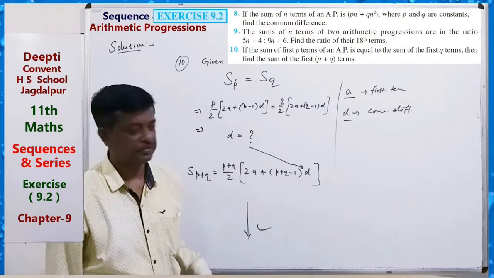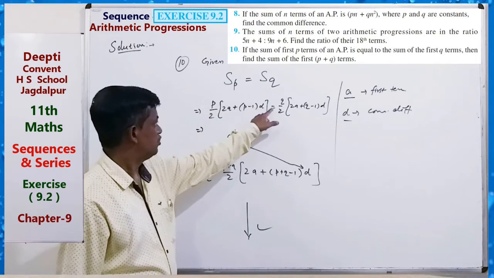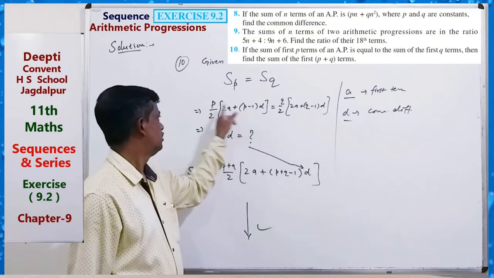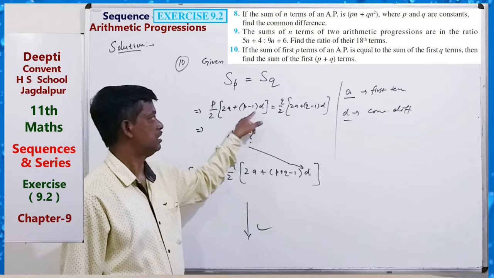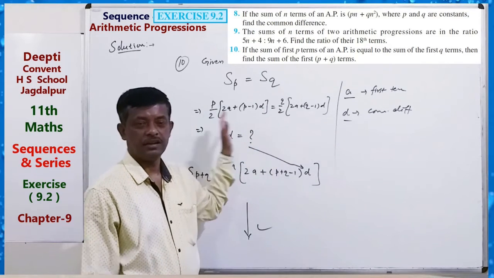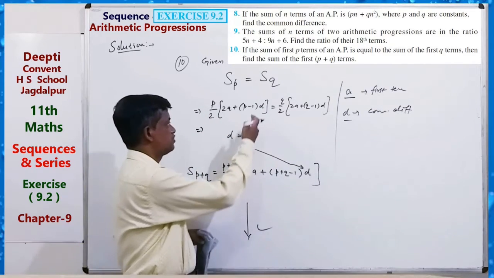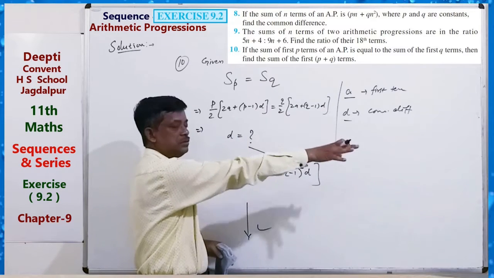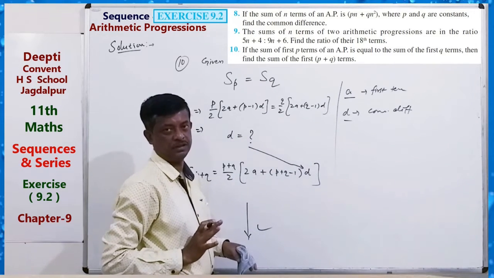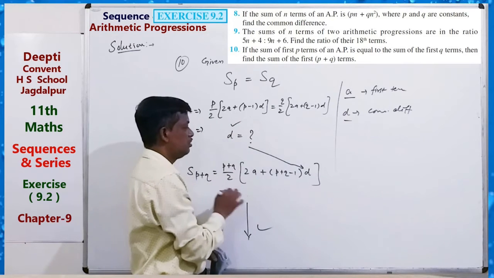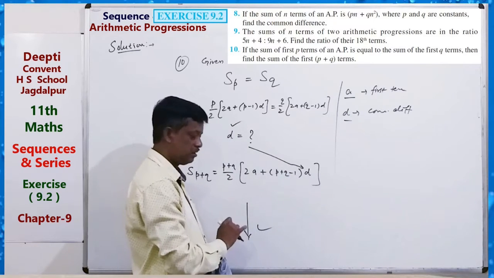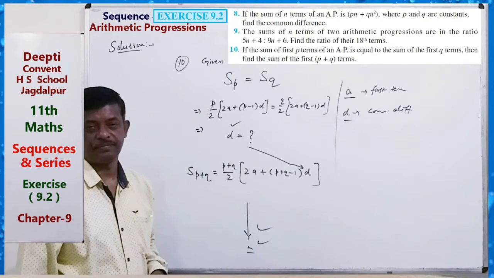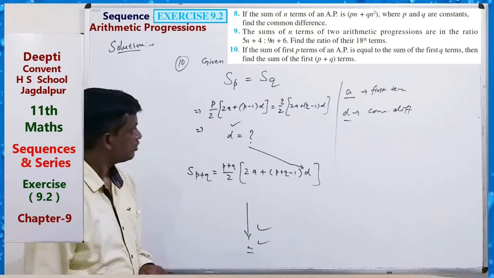Very simple. Multiply this, the 2 cancels, multiply P inside, Q inside, and transfer the D-related quantity to the left-hand side, and D equals something. So you can put the value of D here, solve it and get the result. Clear?